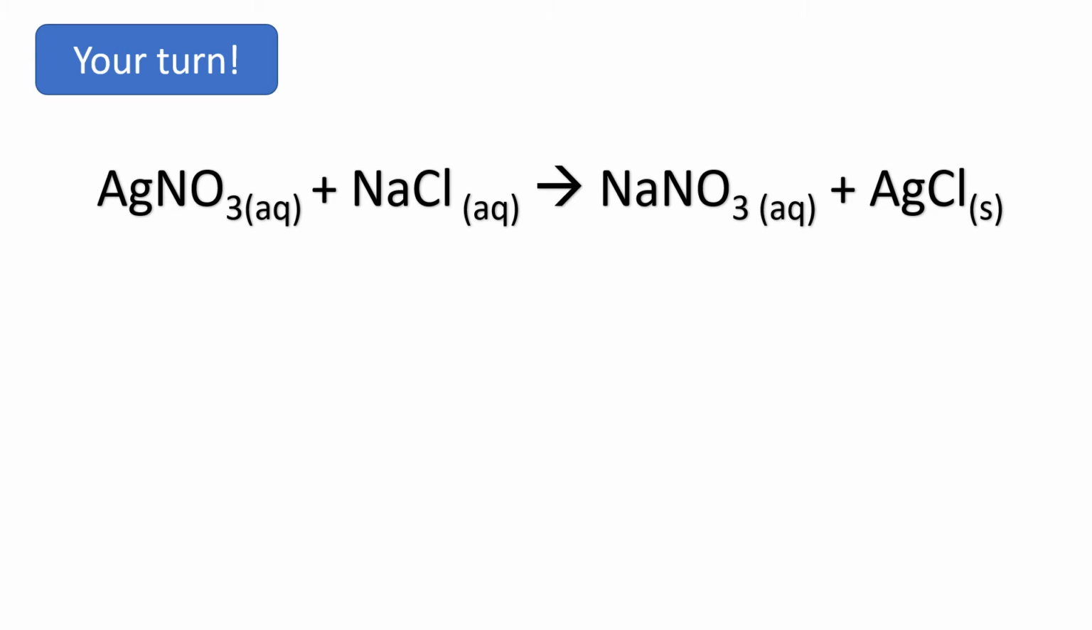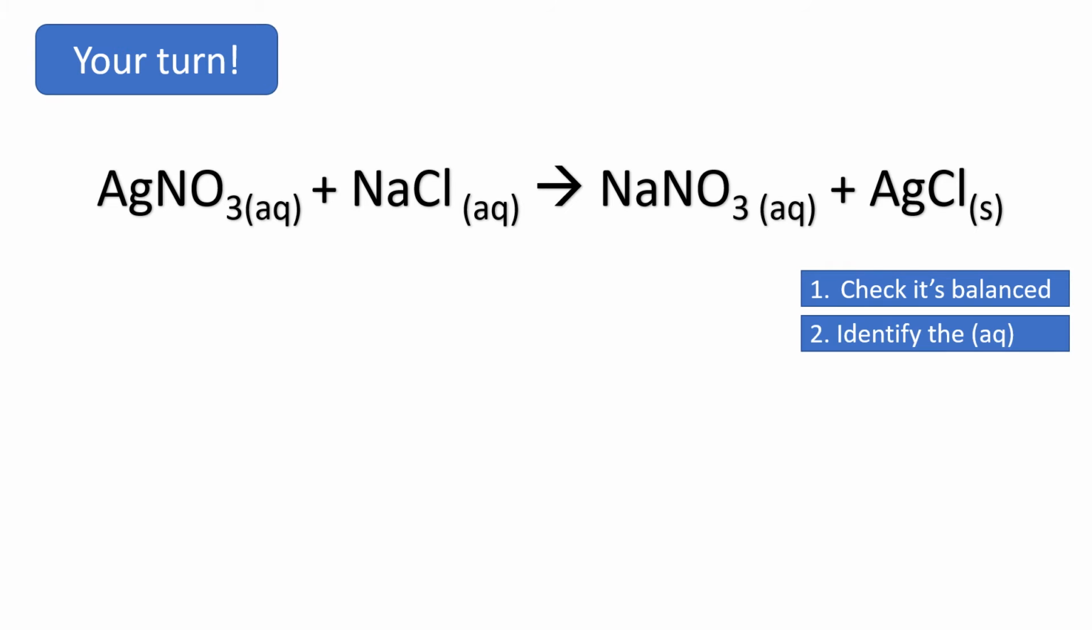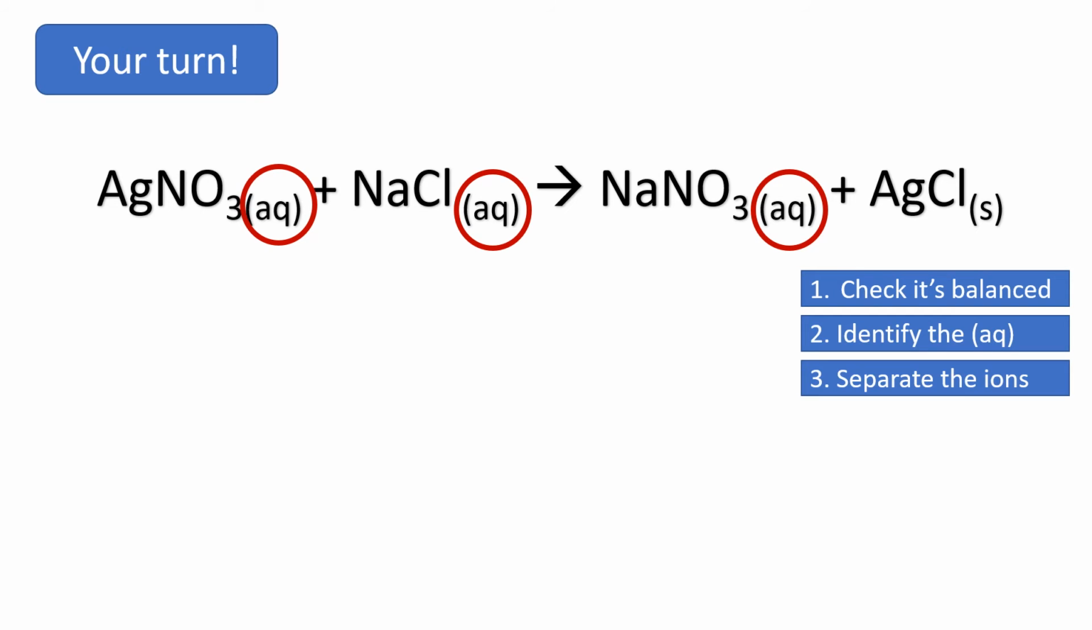Okay, so I'm going to follow that pattern again. I am going to check it's balanced, which it is. I'm going to identify the aqueous solutions, which is that one, and that one. I'm going to separate my ions. So here I've got Ag+ and NO3-. Again, I would know that the Ag is Ag+ because I should know that NO3 is 1-, and to get that balanced equation it must be Ag+. Often they'll give you it in the exam situation, but that's what it looks like.